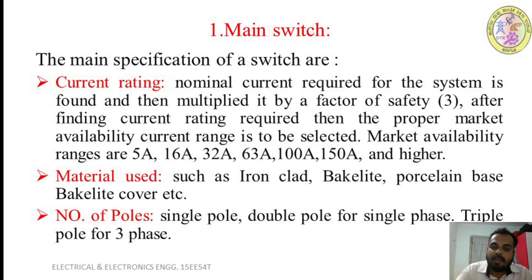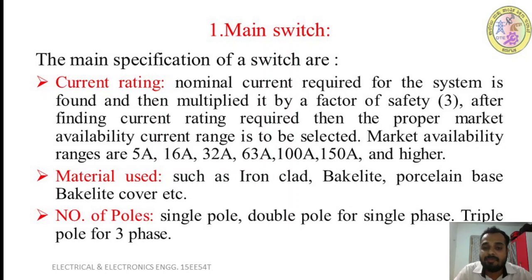The first material we require is the main switch. As we have discussed, the main switch is provided along with the meter board, and in every panel board of individual machines we are providing a main switch. How do we find the specifications of the main switch, and what specifications do we consider while selecting it?